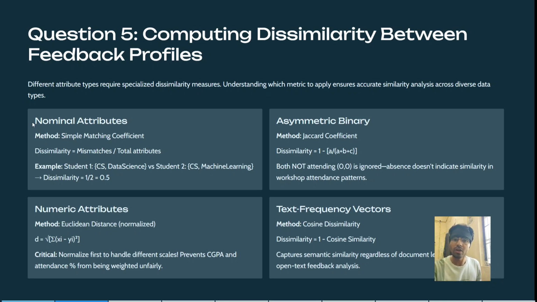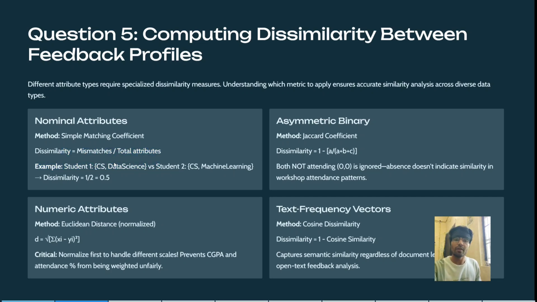Nominal attributes are categorical and with no inherent order. For example, computer science and mechanical engineering departments. Neither is greater than the other. The best method here is the simple matching coefficient. The formula is simple: count the number of mismatches and divide by the total number of attributes.